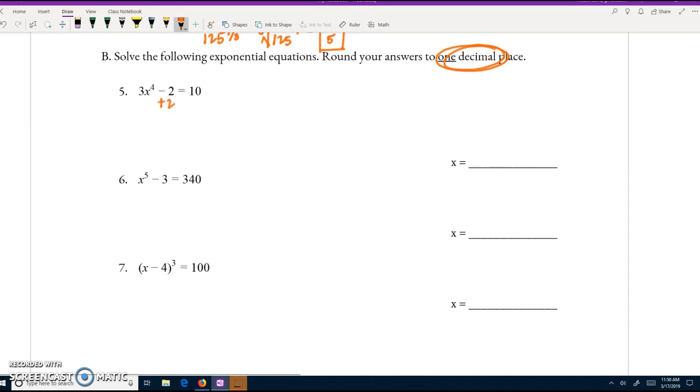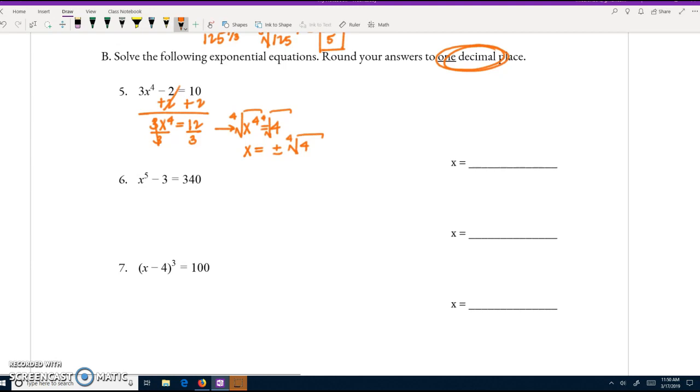For number 5, we want to start by adding 2 to both sides. So that's going to give me 3x to the 4th is equal to 12. I can divide by 3, divide by 3. So that's going to give me x to the 4th is equal to 4. Then to undo that 4 exponent, I can take the 4th root of both sides. That is an even root, so I need to include the plus or minus. So I'll have plus or minus the 4th root of 4.